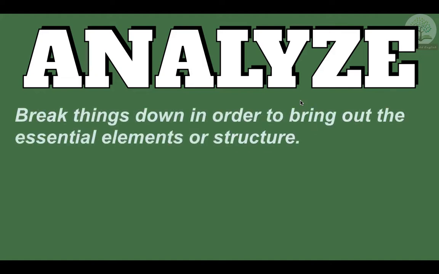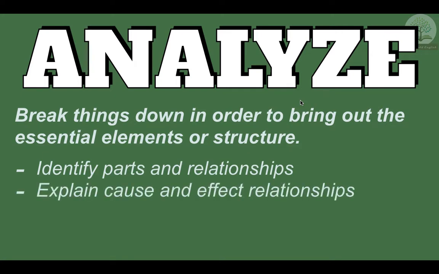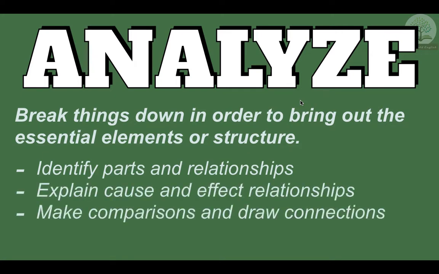This is the same as the other types of analysis that we've done because fundamentally analysis is the same. When we do this, we break things down in order to bring out the essential elements or structure. We identify parts and relationships, explain cause and effect relationships, and we make comparisons and draw new connections. Usually, we can do this in a three-tiered model.